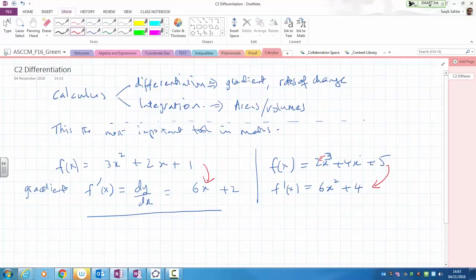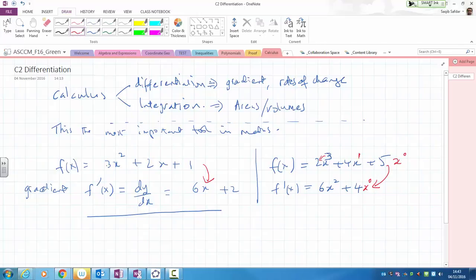Alright, so with the 4, what's the power here? 1. So you do 4 times 1, take away 1 from the power, and that will give you x to the 0. So over here, this is really x to the 0, isn't it? What about here? What happens to that 5? It disappears, because in essence this is x to the 0. When you bring the power down, you just get 5 times 0. Anything times 0 is just 0, and so that disappears.